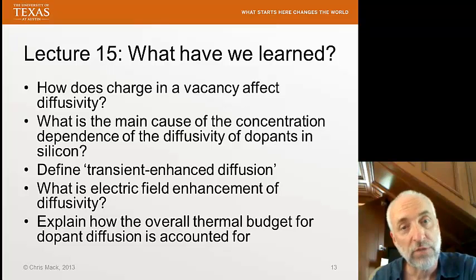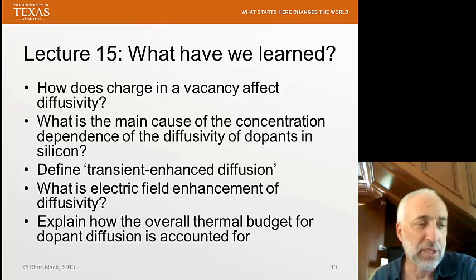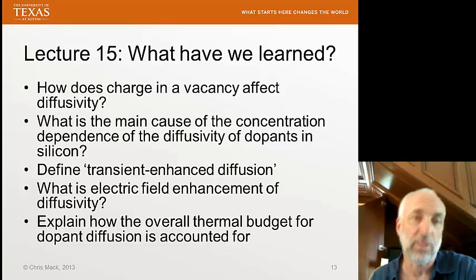Well, that's our lecture on diffusion. We perform these diffusion steps after ion implantation, and starting next lecture, we'll begin describing the ion implantation process.